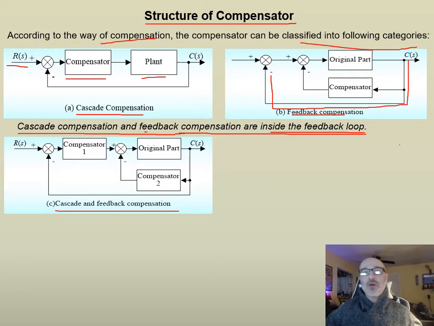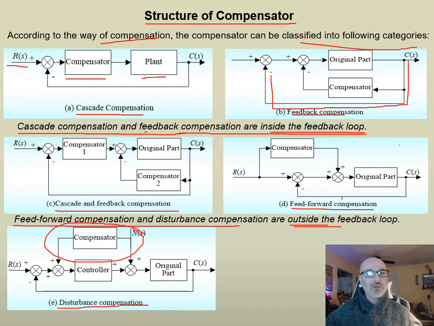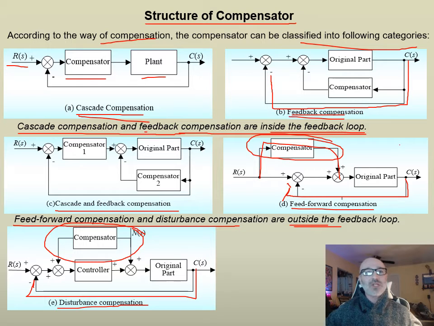Now the other types of categories I want to discuss are feedforward compensation and disturbance compensation, where the compensators for feedforward compensation and disturbance compensation are going to be outside of the feedback loop. You can see here, these are outside of the feedback loop. You can see your feedback loop coming in right there and right there, and the compensator is going to be outside of that feedback loop. Whereas when we're dealing with cascade and feedback compensation, they're inside. If this is your feedback loop here, your compensator is going to be inside that feedback loop right there.